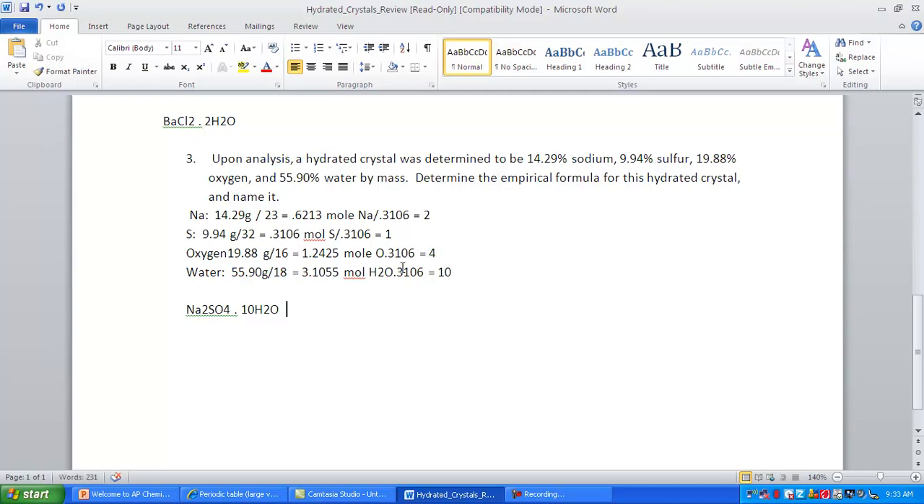To name this, sodium sulfate handles the ionic compound. The prefix for 10 is deca, so we'll type in as one word, decahydrate. There we go. Na2SO4, little dot for attachment, 10 waters, sodium sulfate, decahydrate.